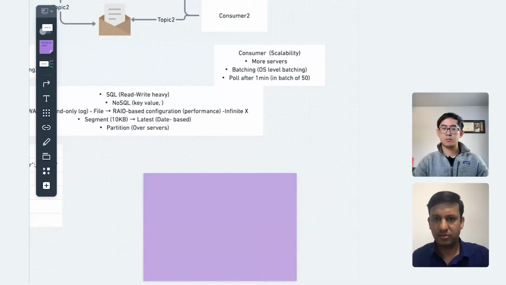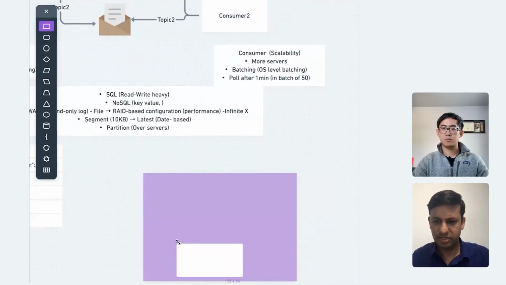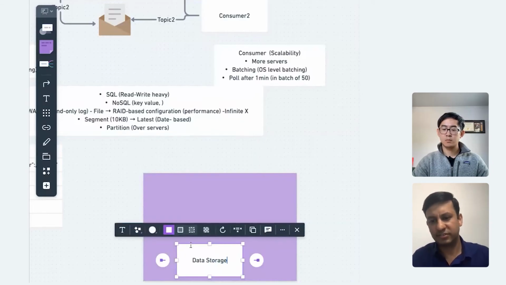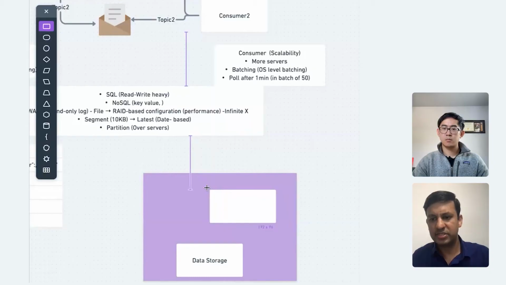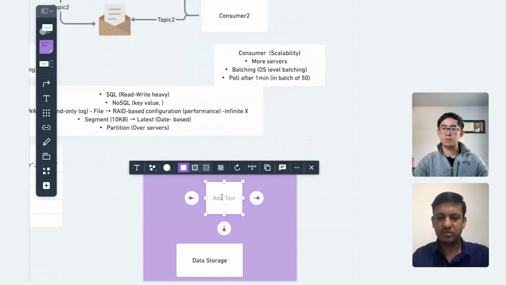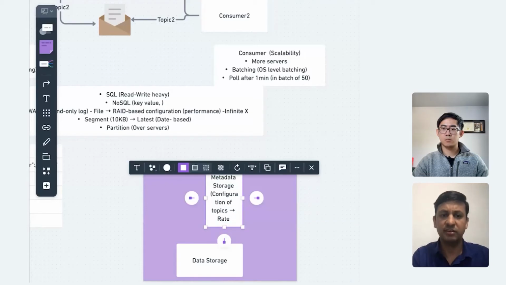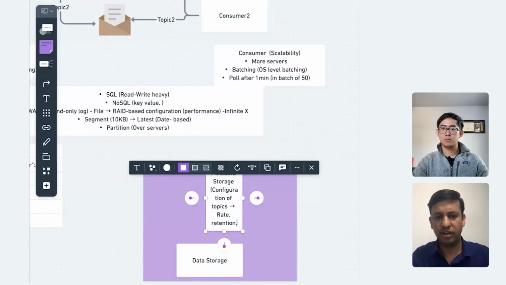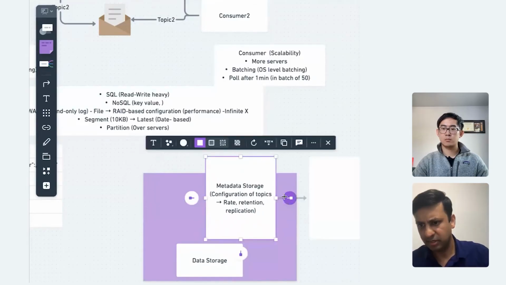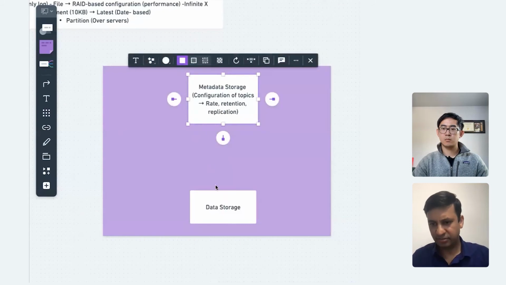So what we can do, so we talked about data storage here. This is what I discussed so far. Now there will be some kind of metadata storage. That metadata storage can contain, let's say, the configuration of the topics, like what is the rate of consumption, what is the retention period, 30 days we mentioned, or it can vary based on the topics, or even the replication. I would need that storage.